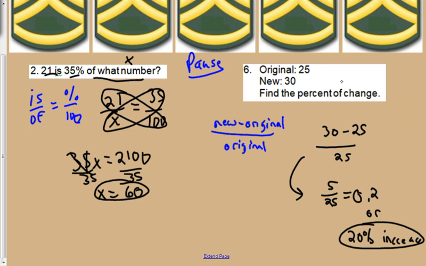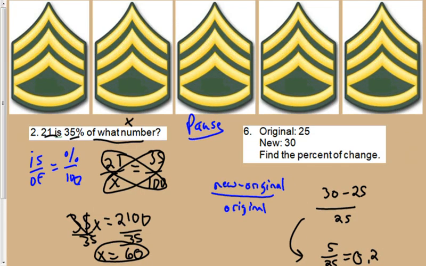Now for the second example, number 6 here, the percent change formula is that NOO formula. So new minus old over old, or new minus original over original. So I put in 30 for the new, minus 25, all divided by 25. That ends up being 5 divided by 25, which is 0.2. And that's a 20% if you change it to a percent. And that's positive, so it's an increase. So there's some examples of percent and percent change.